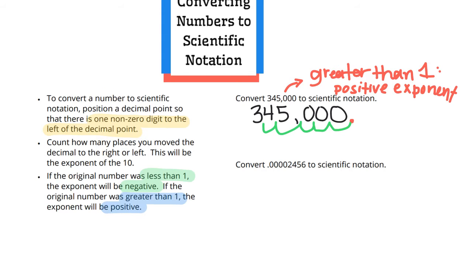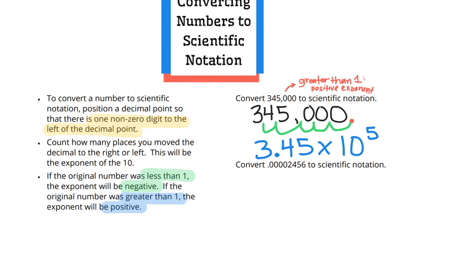Next, I will rewrite my number. I have 3.45 times 10 to the power of 5 because I had to move my decimal point 5 times to the left. Let's try the next example. If you would like to try the next example out on your own, go ahead and pause the video and try it out.